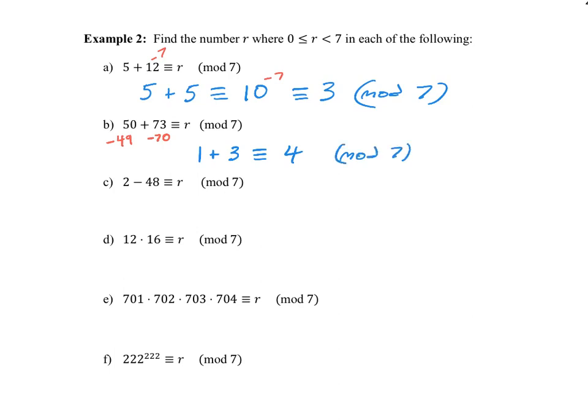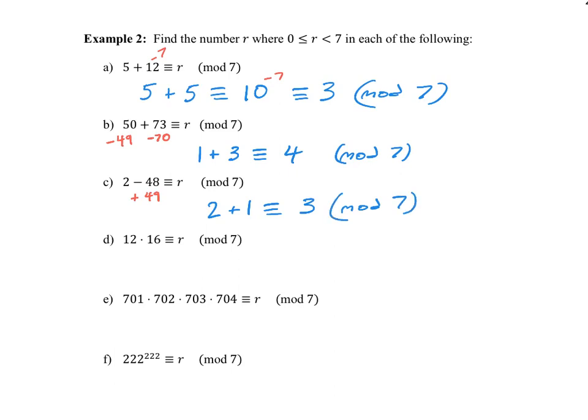Okay, for the next one, we've got 2 minus 48. 48 is kind of close to 49, and you can also add just like you can subtract. So we could add 49. So that would give us 2 plus 1, which would be 3 in mod 7. So we're finding all of the remainders of these results.